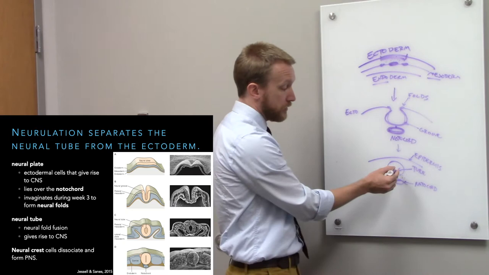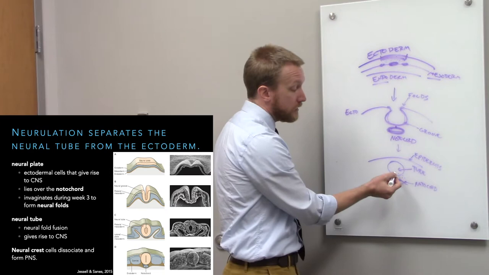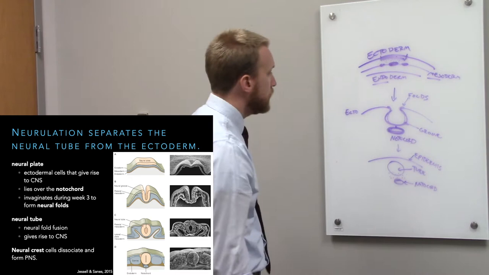The notochord continues to spit out stuff here to affect gene expression even after neurulation. After we form the neural tube, the more ventral parts that are closer to the notochord are going to have a different fate than those in the more dorsal part. But let's not get ahead of ourselves.